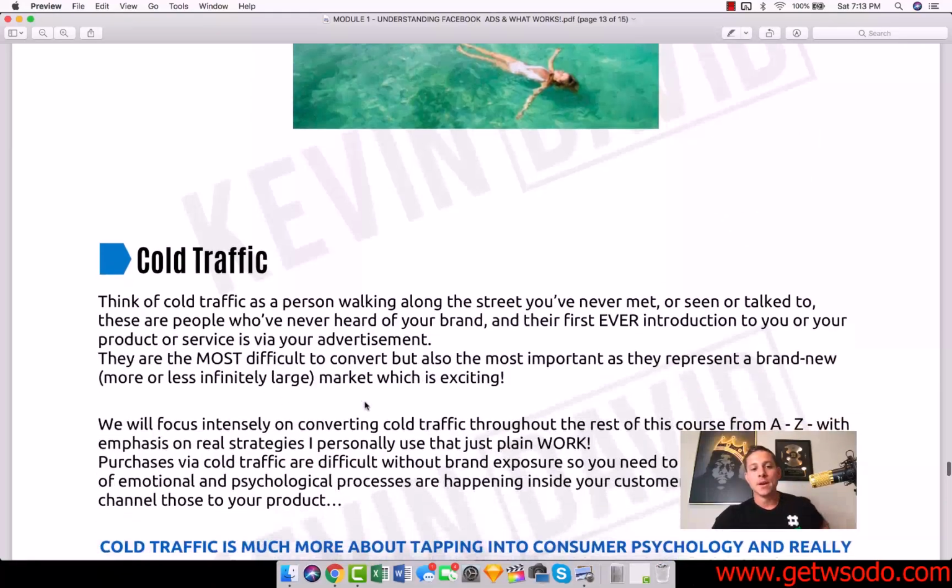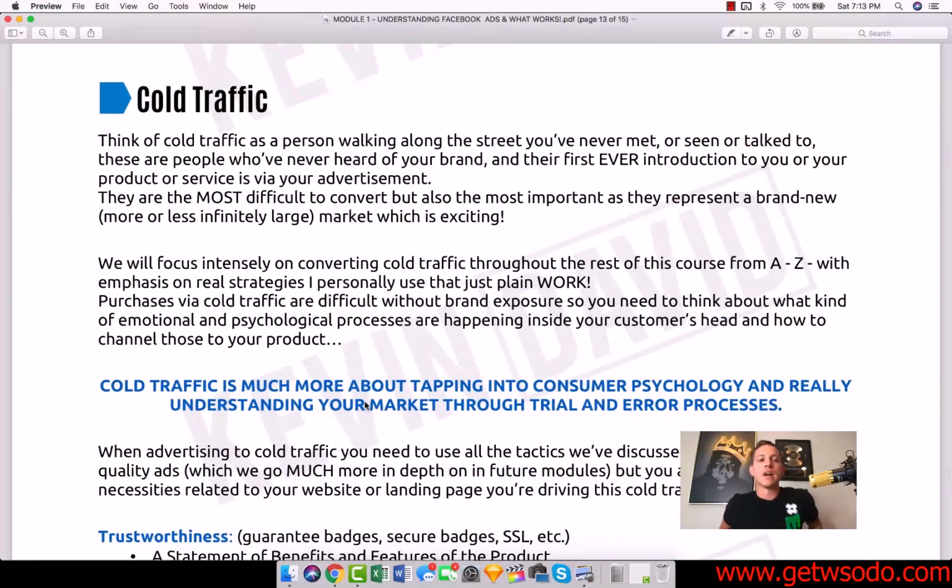So the next thing I want to talk about is cold traffic. This is another piece of Facebook advertising vocabulary that you need to understand. Cold traffic, just think about it like it's a person walking on the street that you've never seen before in your life, you've never talked to, you've never interacted with. This is the first time that they have ever heard about you or your brand or your product or your service, right?